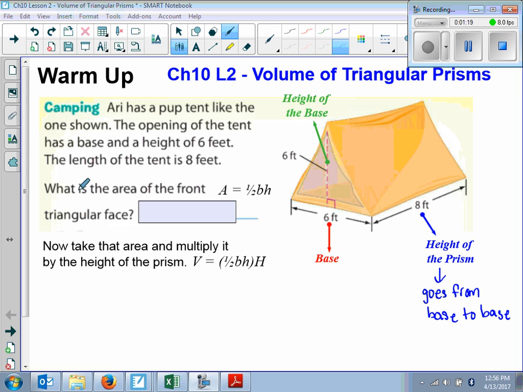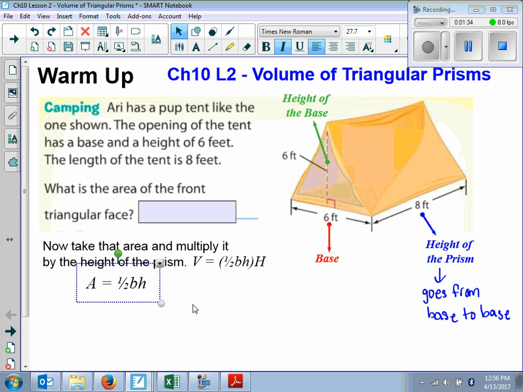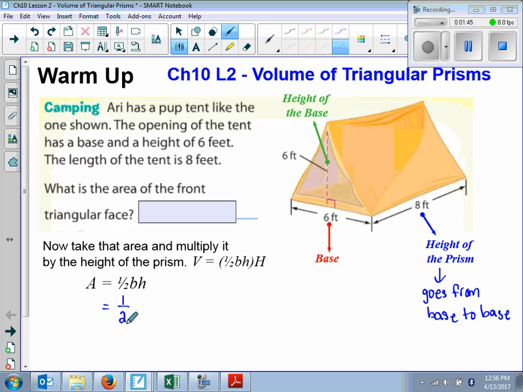So the first one says, find the area of the front triangular face. So this triangular face is what we're going to find the area of. Here is the formula that we're going to use. Because it's a triangle, the formula is 1/2 base times height. So when we substitute in, we bring down the 1/2, times the base of the triangle, which is 6, times the height of the triangle, which is 6.